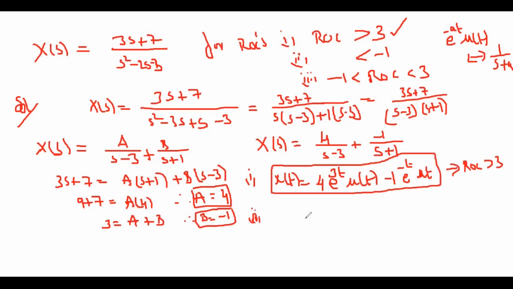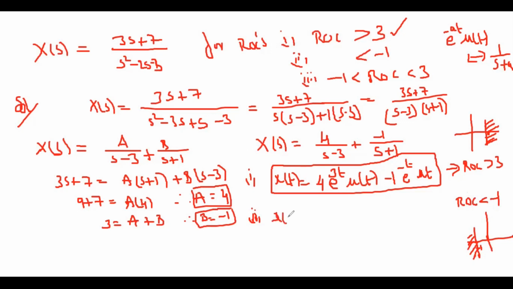For the second one, you can see it is less than, they're asking less than minus 1. Less than minus 1 means negative real axis. The ROC, you can write here the 3 is there. ROC is above the 3. And for the second one, if I am taking the ROC as less than minus 1, the region of convergence is like this. Minus 1, below the minus 1, ROC. Below the minus 1 means mu of minus t.